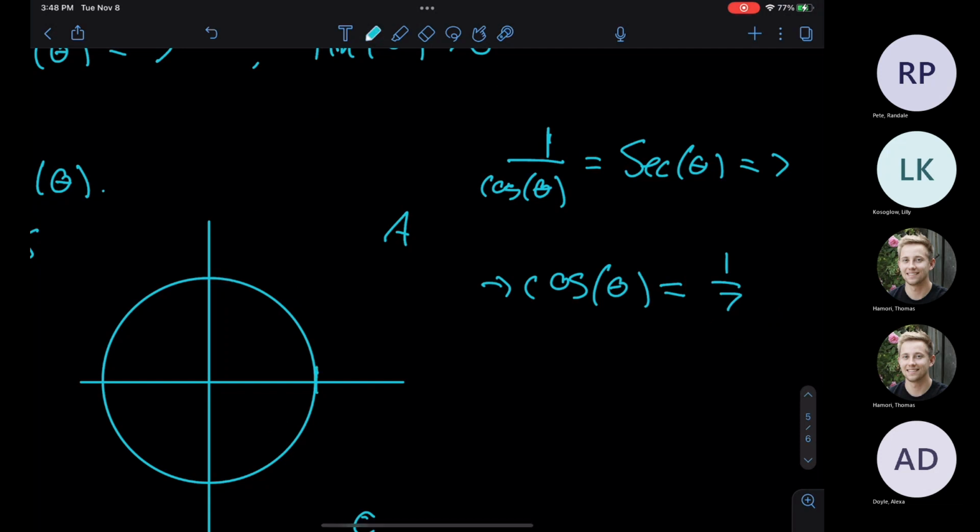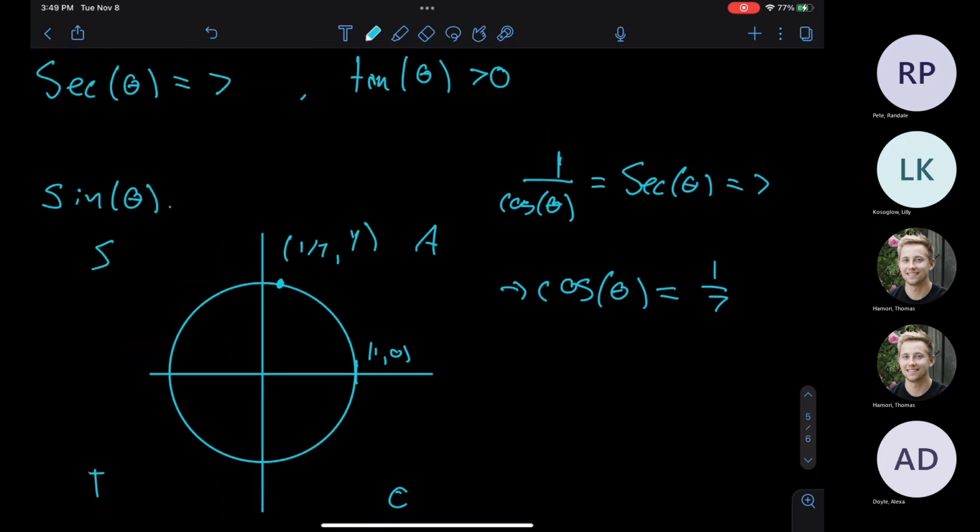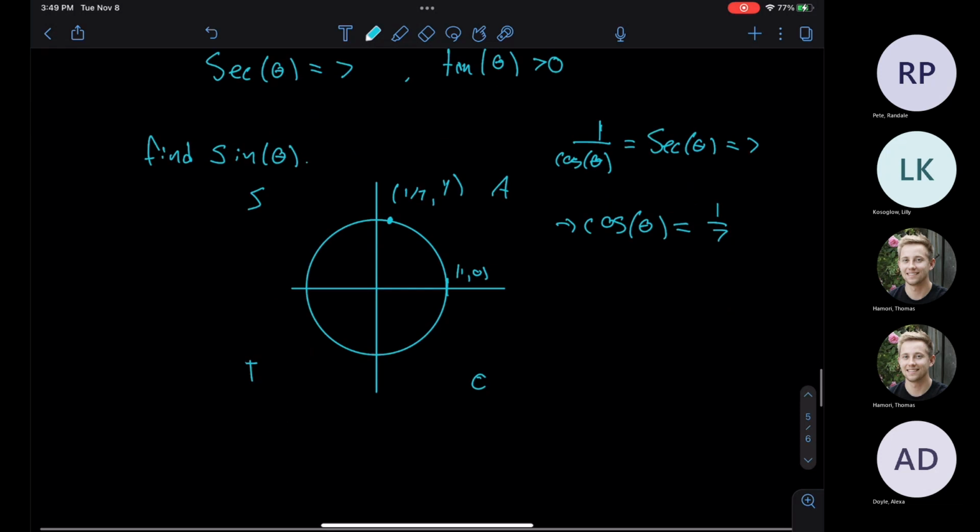So if going all the way out here would give us the x-coordinate 1, we know that we have to go 1/7 of the way from here to here. So that's going to be something fairly small, right? This is going to be the point. We know that the x-coordinate is 1/7 and the y-coordinate is, I don't know. Okay, but we can figure it out.